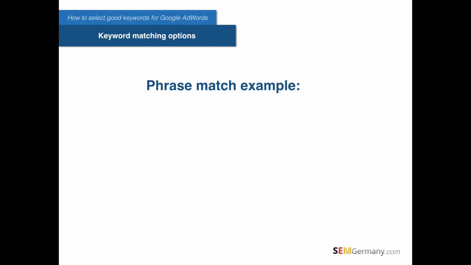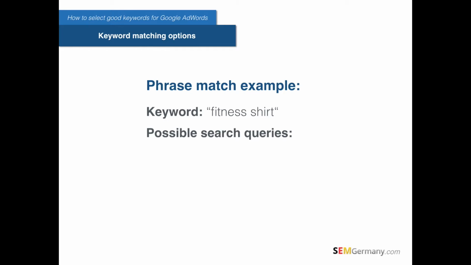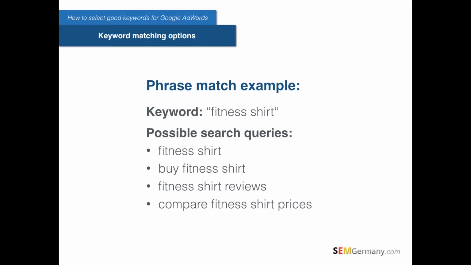To use phrase match, all you have to do is to put quotation marks around your keyword. And what this does is, it tells Google that these two words belong together as a phrase and should not be separated. It can mean that something may be standing in front or behind of them, but they cannot appear at different positions from one another. So possible search queries could be, again, just fitness shirt, or buy fitness shirt, so there is another word in front, or with something else behind as fitness shirt reviews, or with the phrase fitness shirt in the middle, compare fitness shirt prices. All of that would be possible search combinations when you use fitness shirt as a phrase match keyword.